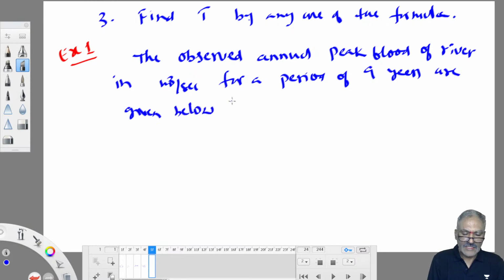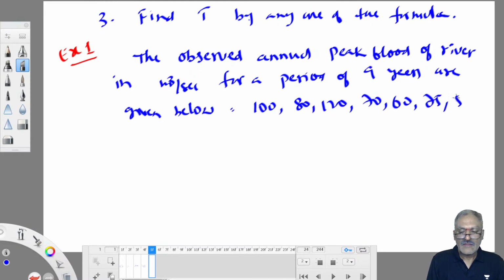It will give you all the data. So 100, 80, 120, 70, 60, 75, 50, 130 and 40.